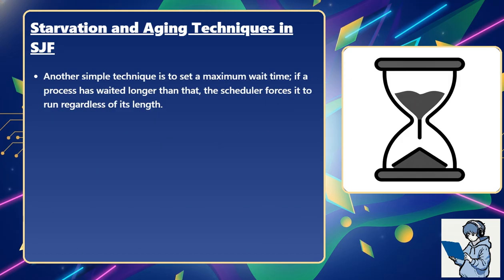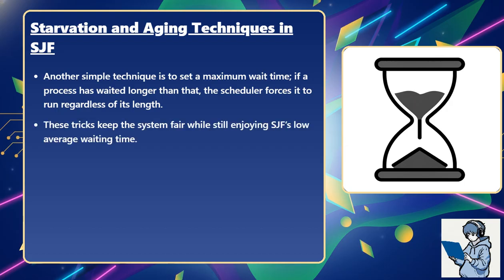Another simple technique is to set a maximum wait time. If a process has waited longer than that, the scheduler forces it to run regardless of its length. These tricks keep the system fair while still enjoying SJF's low average waiting time.